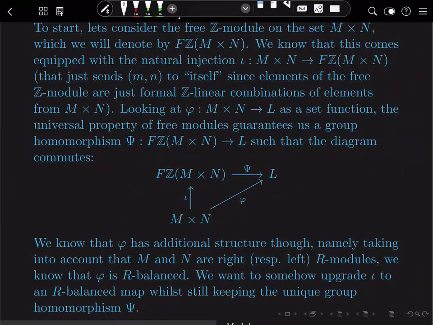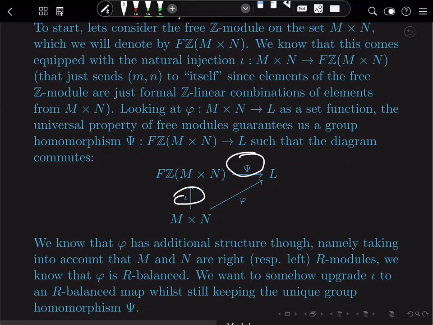If we take into account that M and N are right and left R-modules, as we said, we know phi is R-balanced by assumption. So we want to somehow upgrade iota to be R-balanced while still keeping the unique group homomorphism psi, because if we do that, then we've satisfied the universal property, right? So if we make iota R-balanced, and we can maintain this unique group homomorphism, then we've satisfied this universal property.